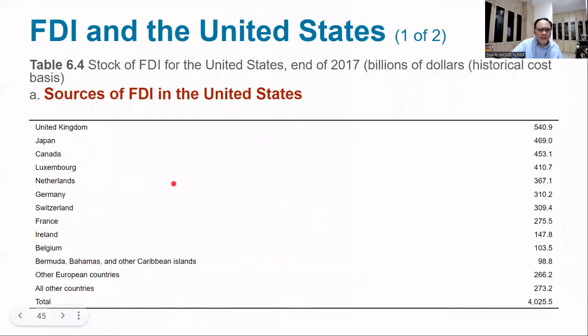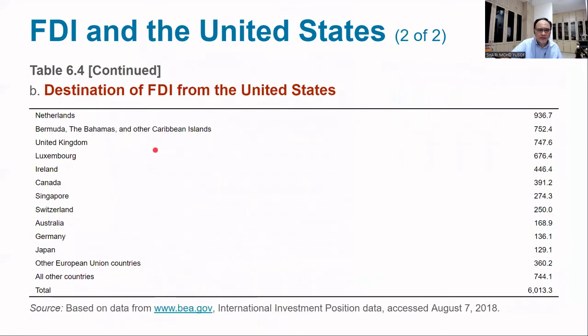The sources of FDI: these are sources of FDI in the US and the destination of FDI from the US to countries. For example, the Netherlands is 936 billion. Let me check whether it is, yeah, billions of dollars. Okay, it's huge.